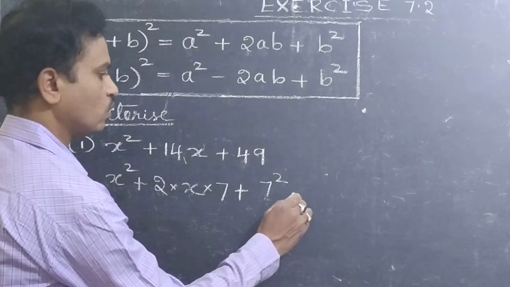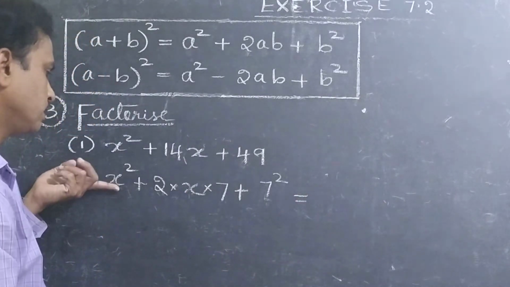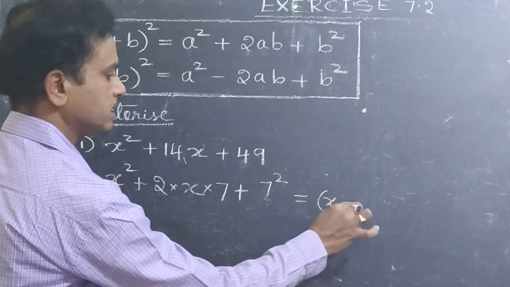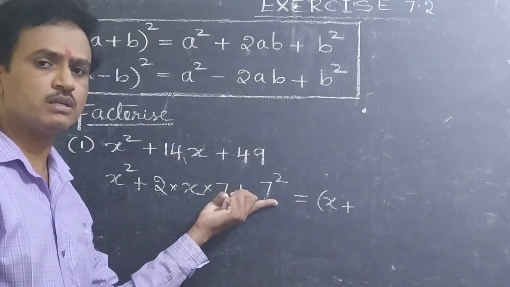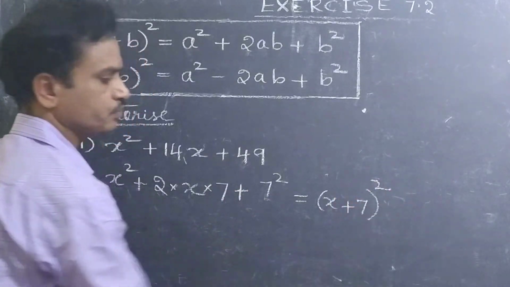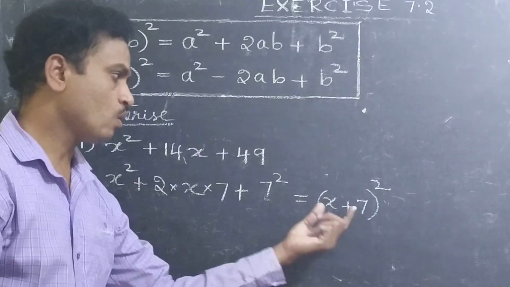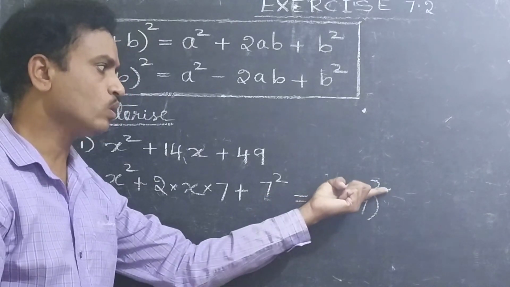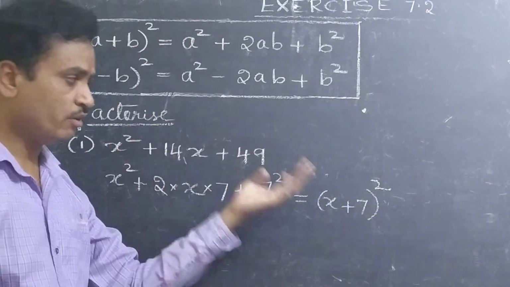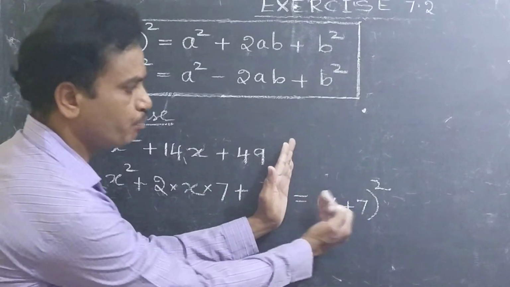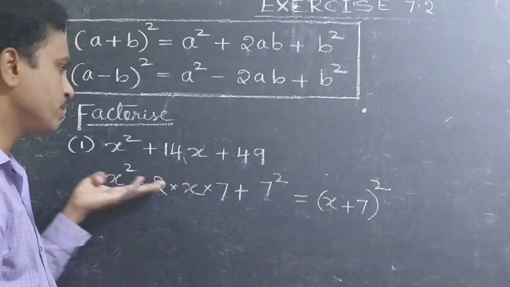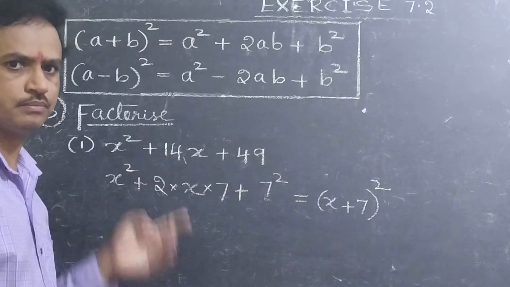Then this is equal to, now what is a, what should we take here? x. Plus b, what should we take here? 7. x plus 7 whole square. Okay. Now this will become in this form, a plus b the whole square. If you expand it using the a plus b the whole square formula, you will get the same result, right?